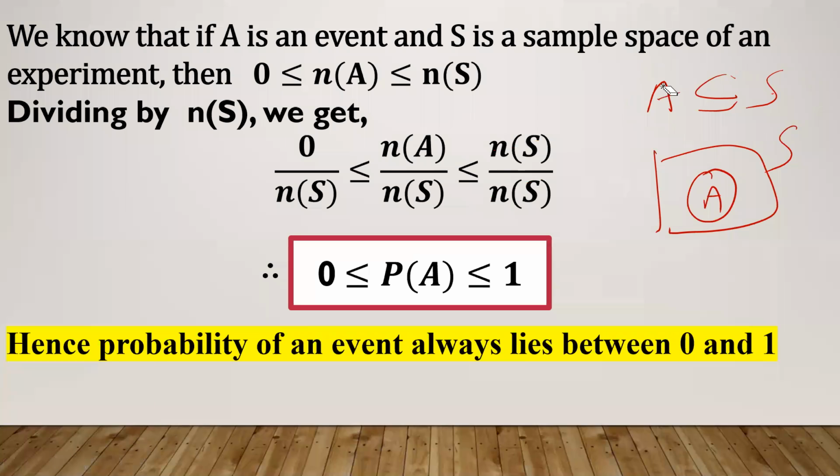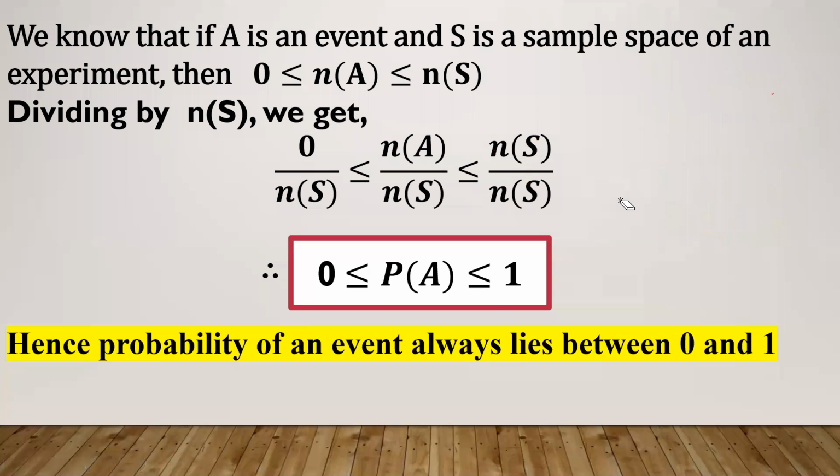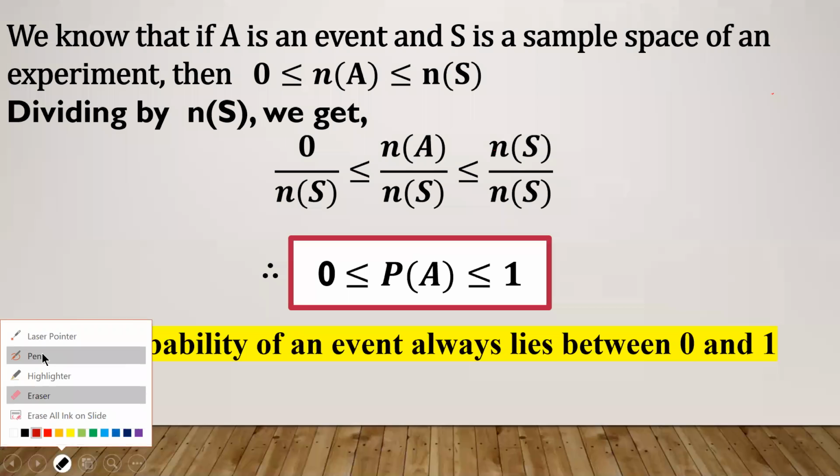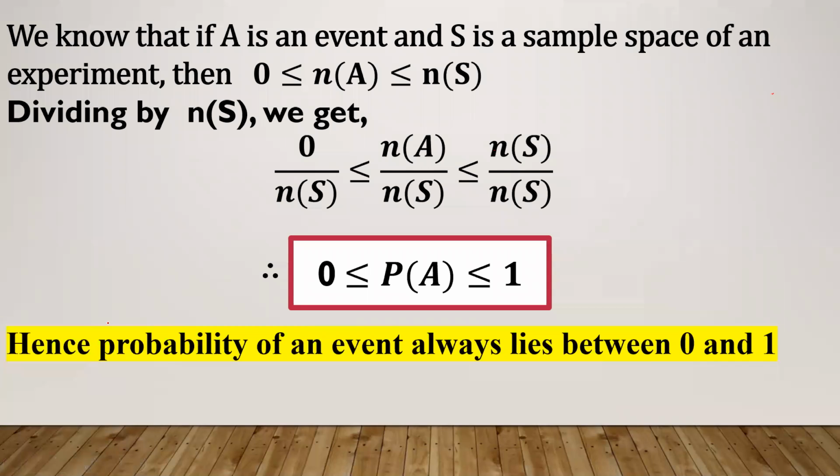Okay. 0 is less than or equal to probability of A is less than or equal to 1. So remember that probability of an event always lies between 0 and 1. What I have highlighted is very important. It can come in MCQ.